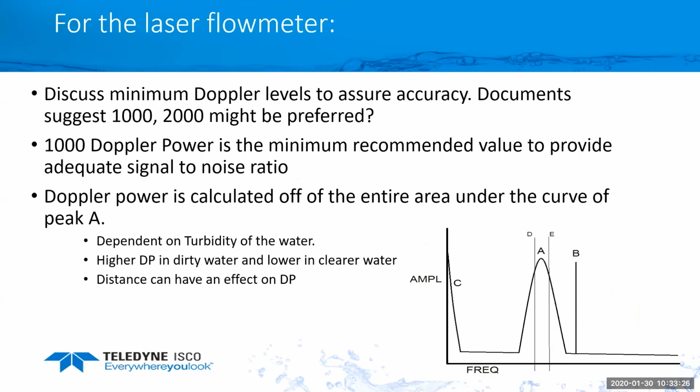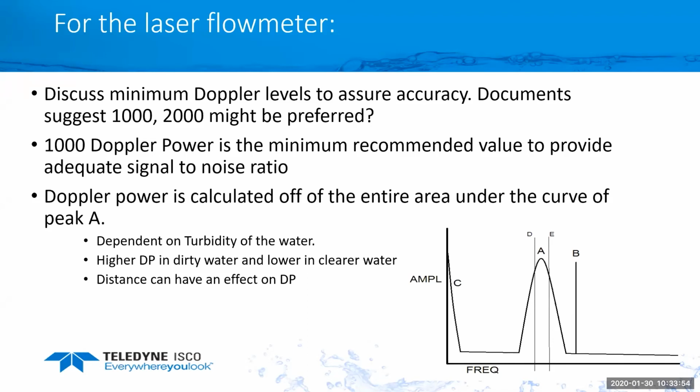The other question was to discuss the minimum Dopplers to assure accuracy. By default, the equipment is set to 1,000 for minimum Doppler. And what that does is it provides an adequate signal-to-noise ratio to make sure we're getting a good return signal. So as you can see with that graph on the bottom right, the Doppler power is calculated off the entire area underneath that curve.